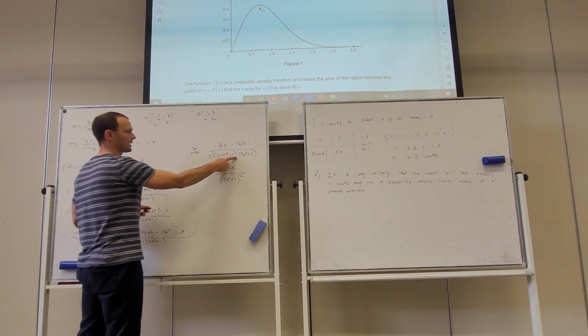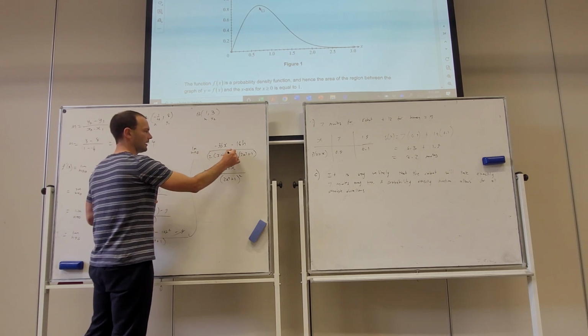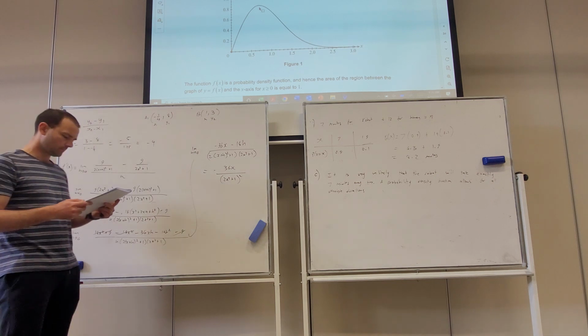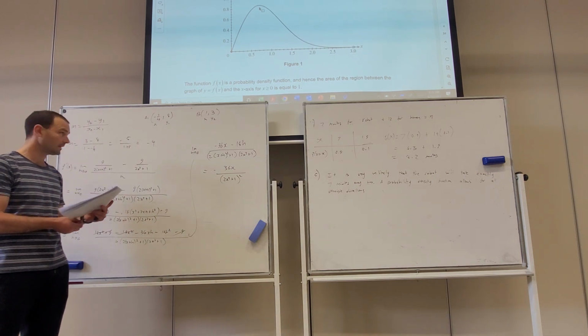I've got too many brackets here, which will confuse that. It should be like that. Okay, so we're not done yet though, because that's the derivative function, but it wants to know the slope at point B. Find the slope of the tangent at B.